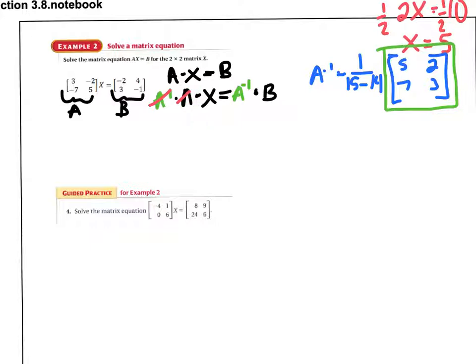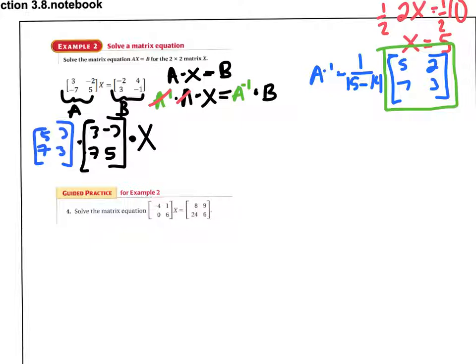So let's actually write it out, and I'll try to color code it. I have my inverse matrix, 5, 7, 2, and 3, times my matrix A, which is 3, negative 7, negative 2, and 5, times that large matrix X, meaning it's a capital letter.